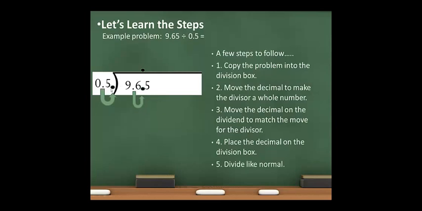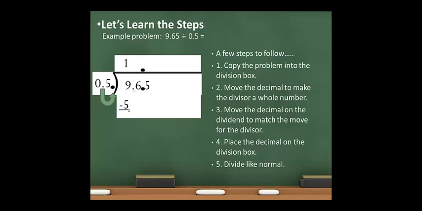Step 5, you ignore all of the decimals that you've moved and you divide like normal. So when we think about this problem, we look at the 9 and we ask ourselves how many times will 5 go into 9 without going over? One time. So 1 multiplied by 5 is 5. We subtract the 5 from the 9 and get 4.